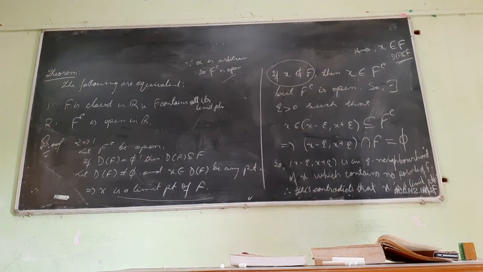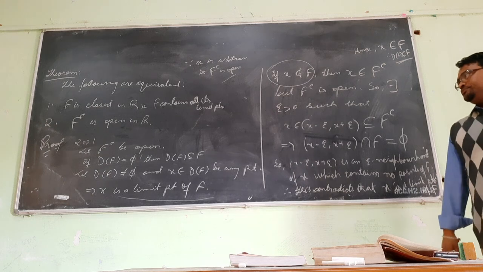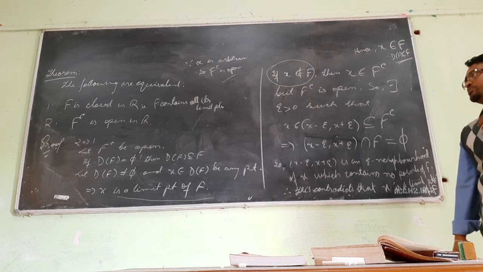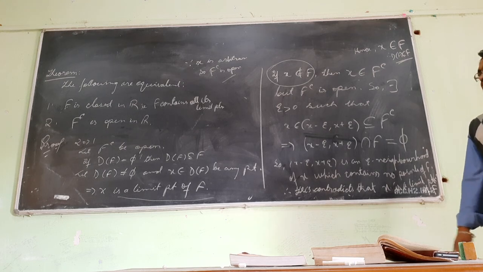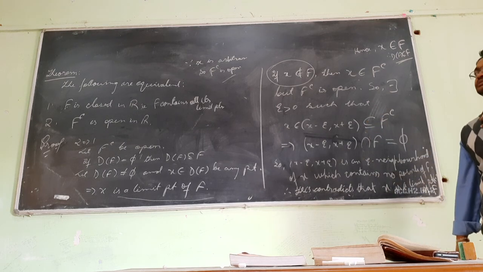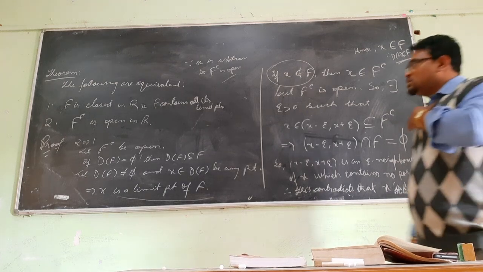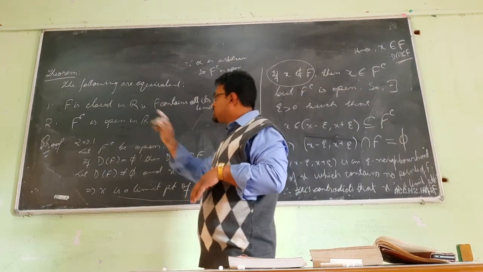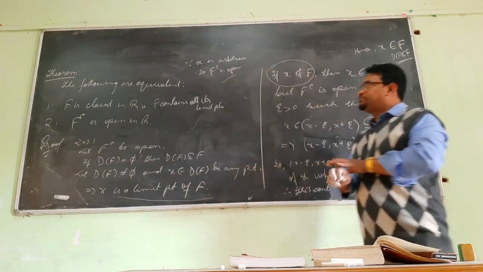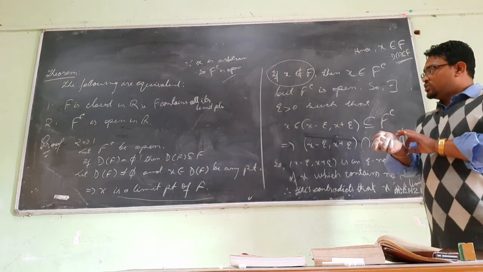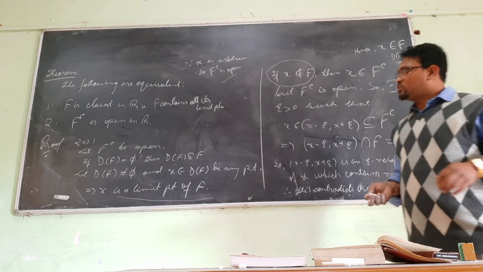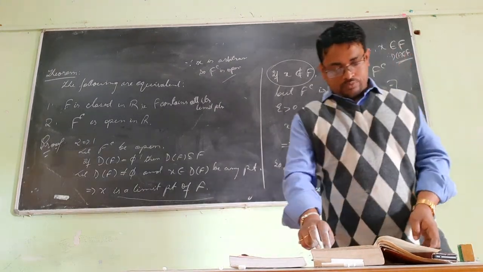Right. So this is the equivalent criteria. A set is closed if and only if it contains all its limit points. A set is closed if and only if its complement is open. So sometimes this definition is useful, sometimes that definition is useful. Okay. So there are some more results: union of closed sets, intersection of closed sets. Okay, that's what we follow.